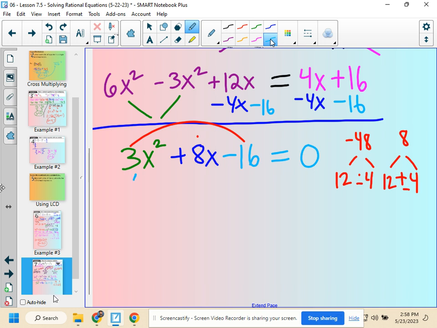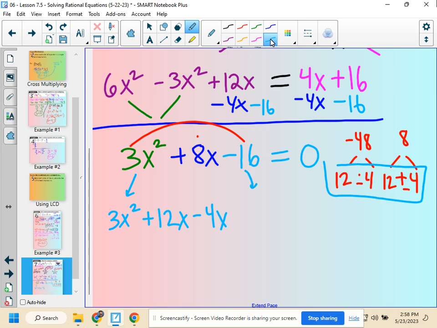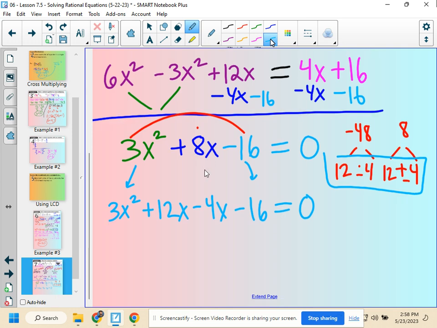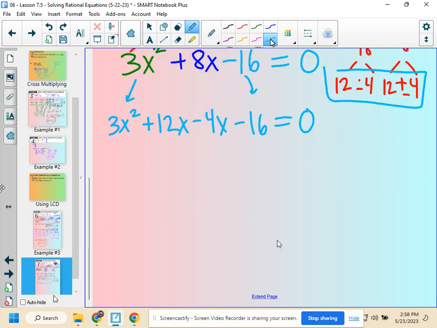Here it is. We come back. We bring the 3x down with us. I take these two numbers, give them an x. So a 12x and a negative 4x. And then I'm going to bring the negative 16 down with us. Hopefully you're still with me here. We're not done yet. We're getting close, though.